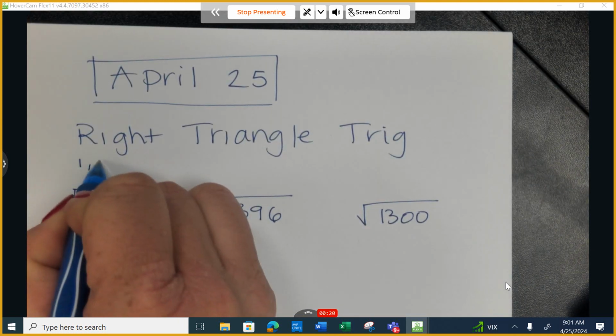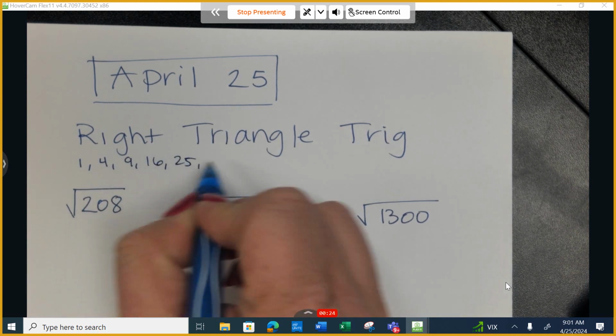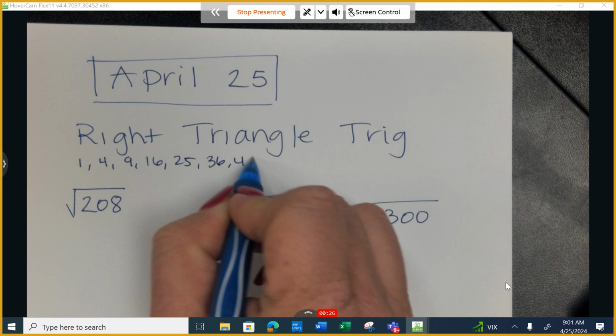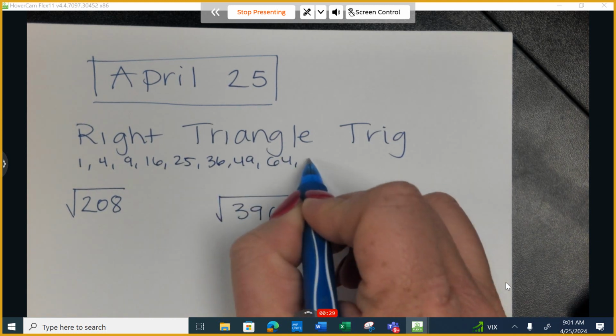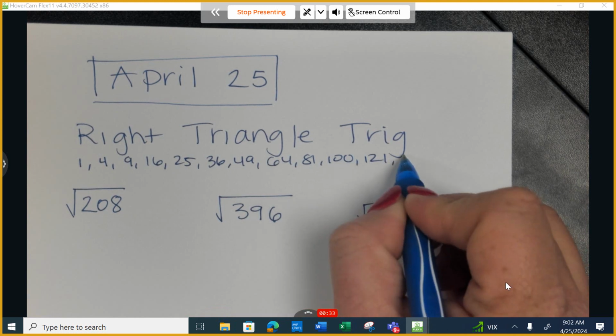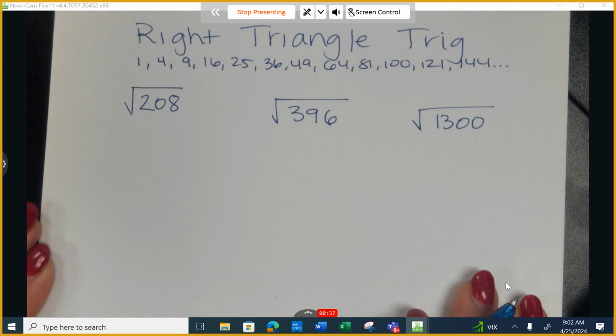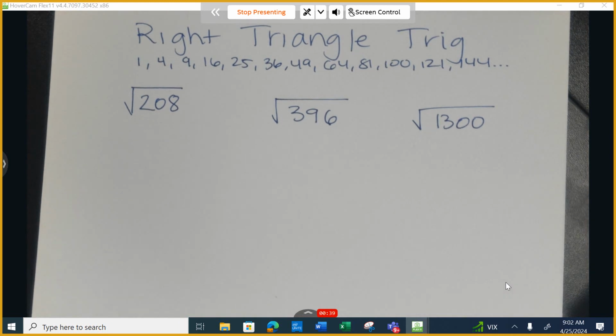1 squared, 2 squared, 3 squared, 4 squared, 5 squared, 6 squared, 7 squared, 8 squared, 9 squared, 10 squared, 11, and 12. And does it stop right here? No, but for the purpose of doing these problems, I think that's as far as we need to go.